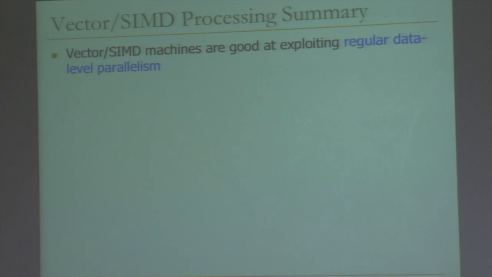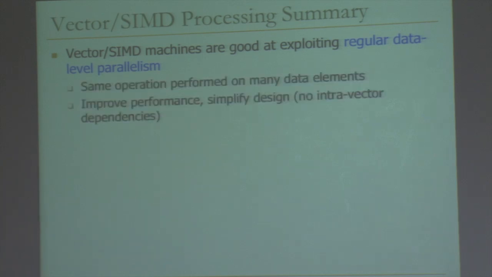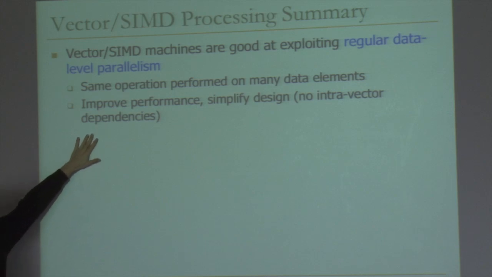Let's see. We still have time, right? I'm going to finish at a nice point. Vector machines are good at exploiting regular data parallelism because same operations are performed on many data elements. This improves performance and simplifies design because there's no inter-vector dependencies. Right?